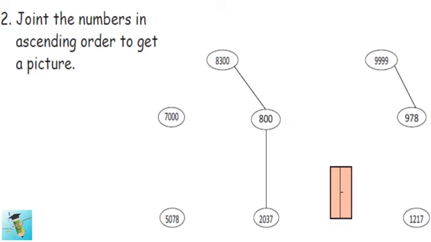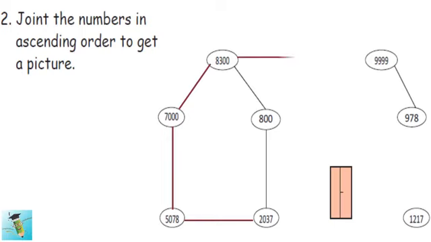Recall second sum. Join the numbers in ascending order to get a picture. So it's a house picture. Just we are going to connect and color it. Okay, fine. Just I started from down from 5,000 to 7,000 and 7,000 to 8,300. Okay, now it's easy. One step over.